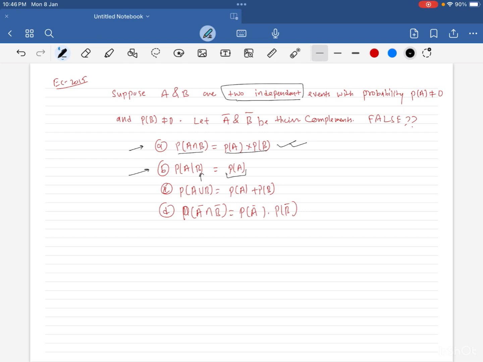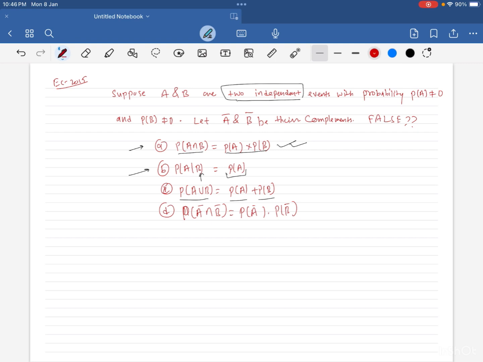Why? Because these two events A and B are independent. Then we can say the happening of event B will not affect event A. So event B has happened, given B, that means B has happened, what will be the probability of A? That is going to be as it is, the probability of A, right? Why are we saying this? Because A and B are independent. The happening of B would not affect the probability of happening of A, right? So that is going to be a true statement. Now we have this: the probability of A union B is equal to the probability of A plus B.